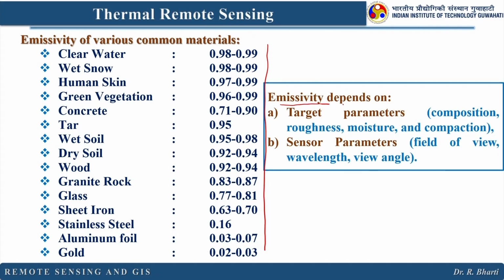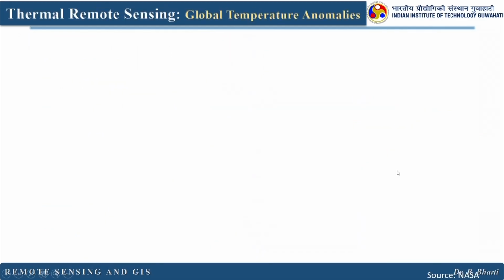So the emissivity depends on target parameters like composition, roughness, moisture and compactness, and the second one is sensor parameters, that is field of view, wavelength and view angle. Remember, I have already explained in my previous lecture the importance of field of view, wavelength and view angle. So once you have this information, you can easily find out the temperature anomalies, right.